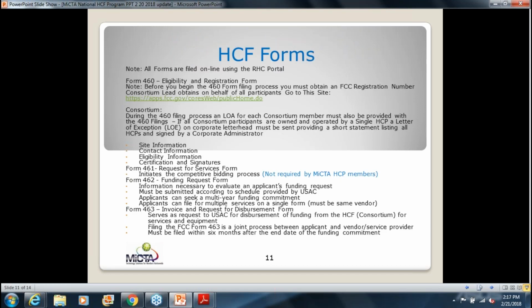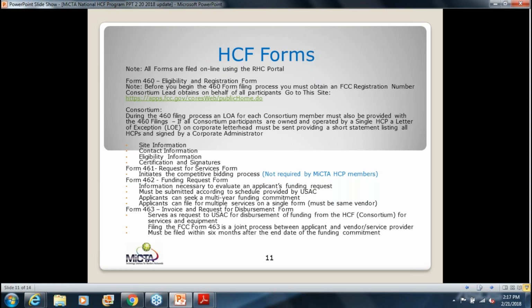So there are forms, just like there are in the other program, such as the E-rate program, if you're familiar with that. They start with the 460, as previously mentioned. It's a data collection, informational collection form, and one of the things that they obtain there, of course, is the name, the address, and location. It also gives the reviewer the information in a consortium as it populates on the form for request for funding.